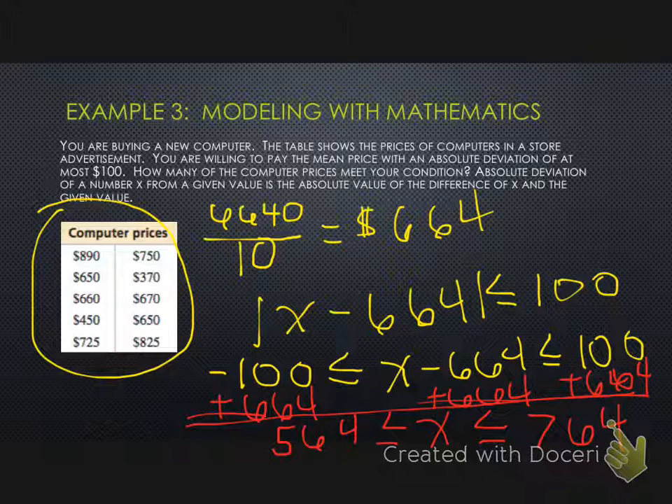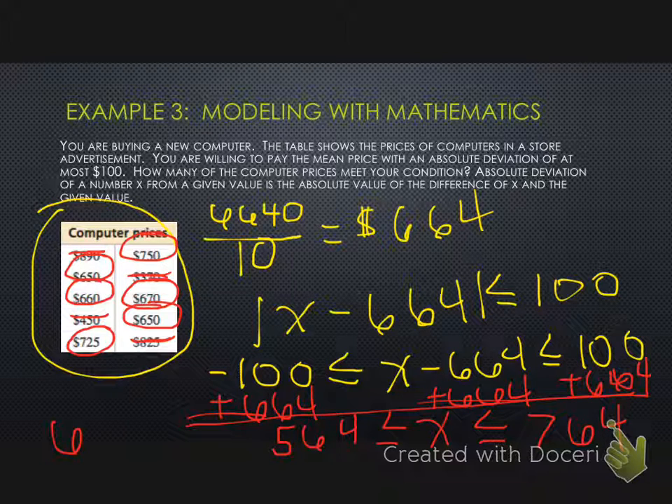And if you look here, this one's too high, so that one's out. 650, that's good. 660, that's good. 450, nope, it's too low. 725, that's good. 750, we're willing to pay that. 370, nope, that's too low, must be a cheap computer. 670, we're good. 650, we're good. 825's too expensive. So we're willing to buy 6 of the computers. So 6 of the computers are in that price range.